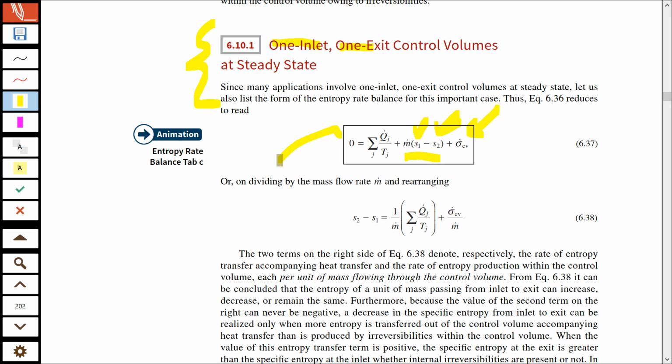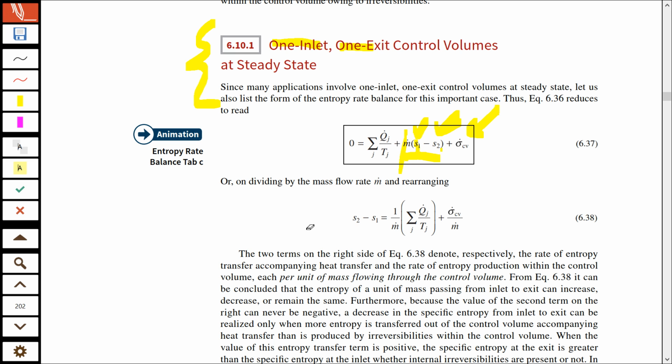So if you have this simplified picture of one inlet and one exit, then you can rewrite this equation to have an expression for S1 minus S2, and now you can bring that to the other side. It will become S2 minus S1, divide everything by m dot, and you have this thing on the right hand side.